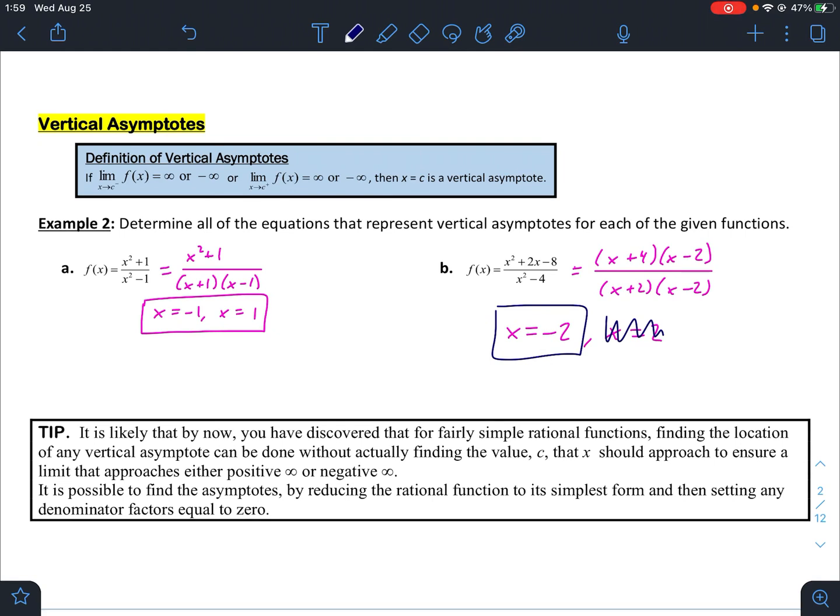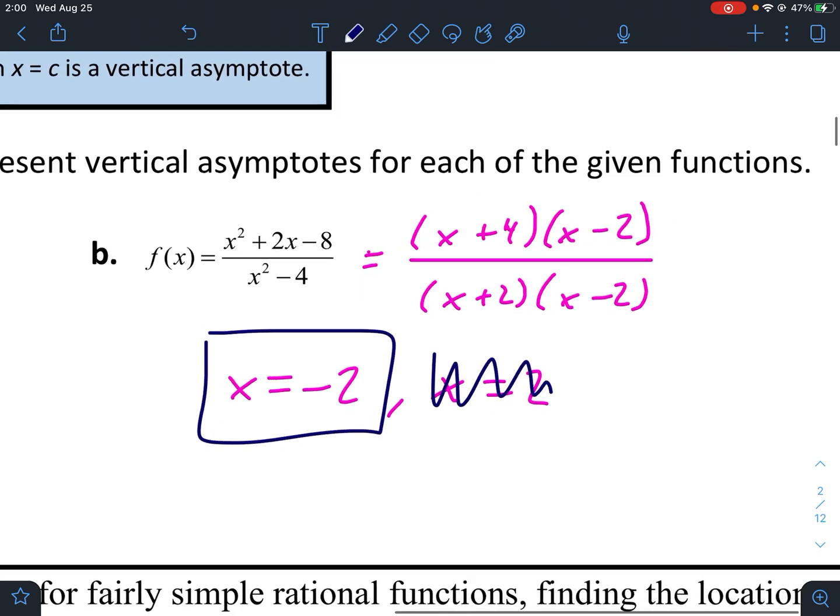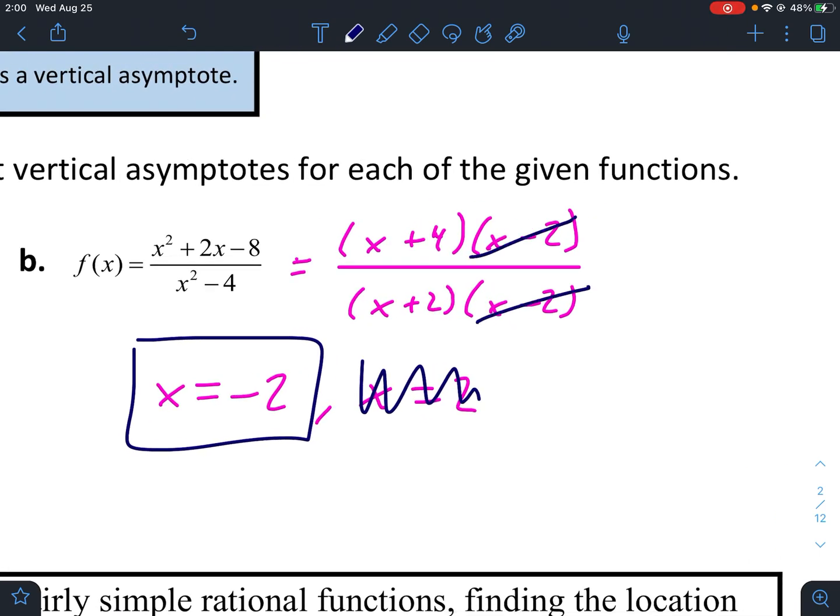Okay, so read the tip here. It's likely that by now you know that for fairly simple rational functions, finding the location of any vertical asymptote can be done without actually finding the value c that x should approach to ensure a limit that approaches either positive infinity or negative infinity. Instead, we just reduce the rational function to its simplest form and then set the denominator factors equal to 0. So what does that mean? Basically what it's saying is we could have just canceled this out and then set the denominator equal to 0. And that would be our vertical asymptotes.